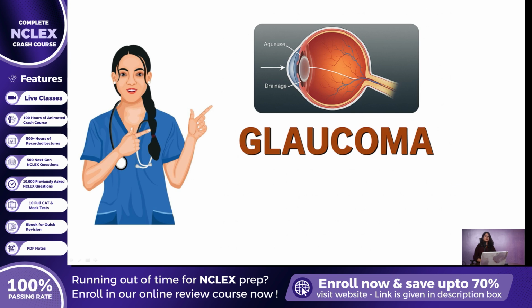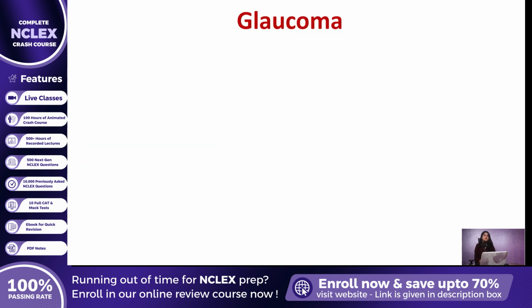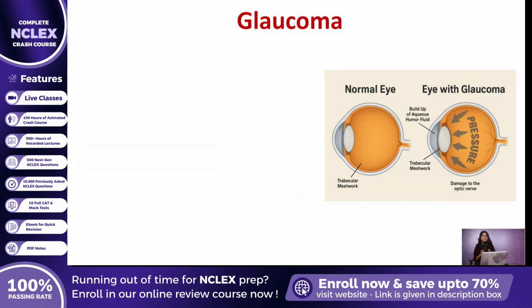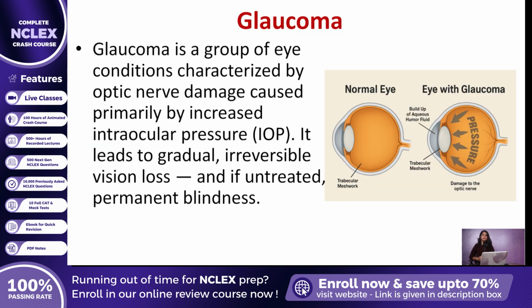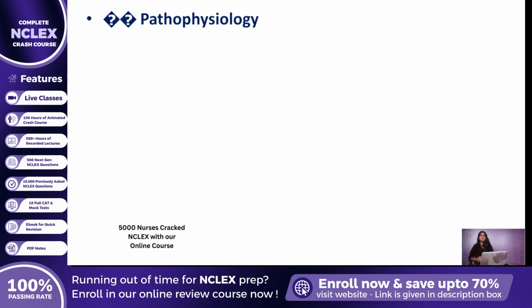Alright, class, let's talk about glaucoma, a high-yield topic for your NCLEX exam. So, what exactly is glaucoma? Glaucoma is a group of eye conditions that are characterized by damage to the optic nerve, and that damage is primarily caused by increased intraocular pressure, or IOP. Over time, this leads to gradual and irreversible vision loss, and if it's not treated, it can result in permanent blindness. Now, let's go a bit deeper into the pathophysiology, which is commonly tested on the NCLEX.